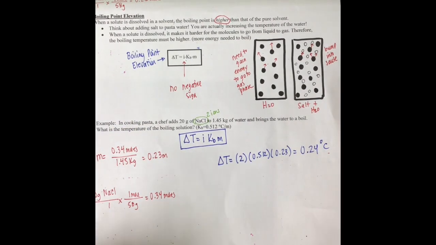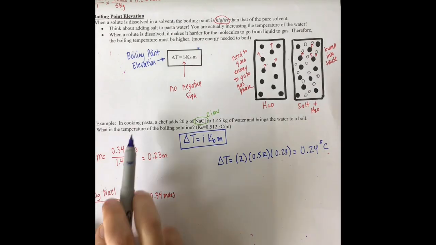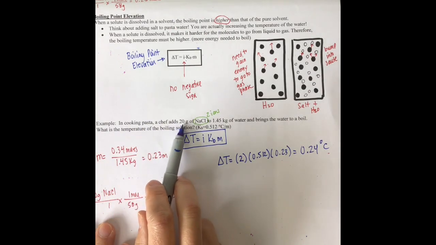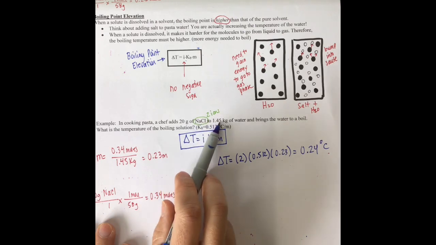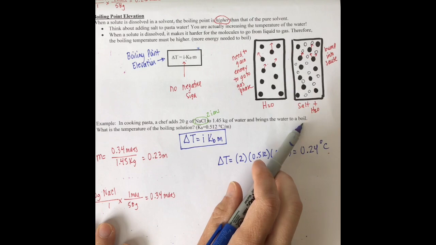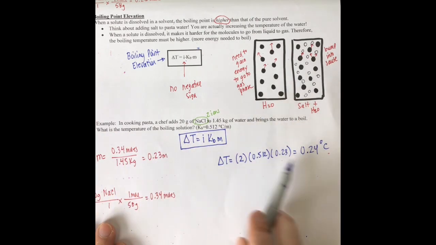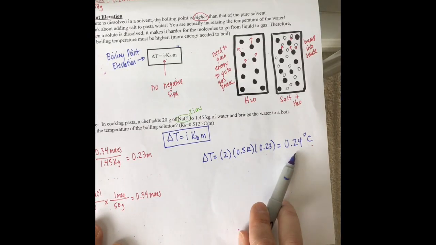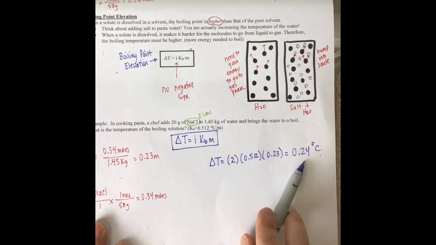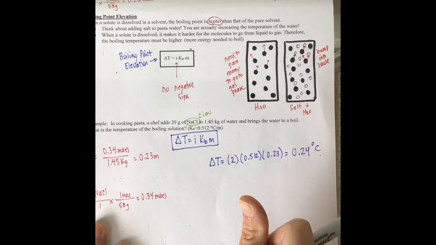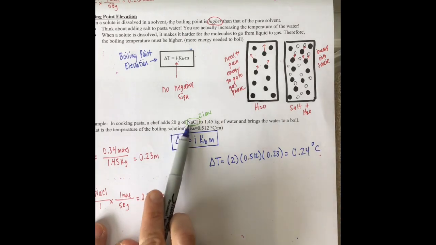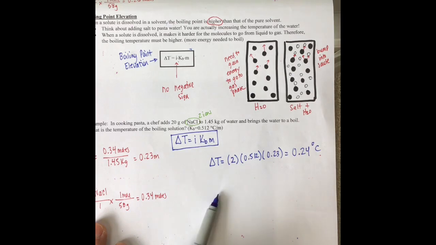Okay, let's read this question really carefully. Okay, so in cooking pasta, the chef adds 20 grams of sodium chloride to 1.45 kilograms of water, brings it to a boil. What is the temperature of the boiling solution? Is it this? This is just the change in temperature. This is how much the temperature went up as a result of the salt. So what is the temperature of the new solution that is boiling?